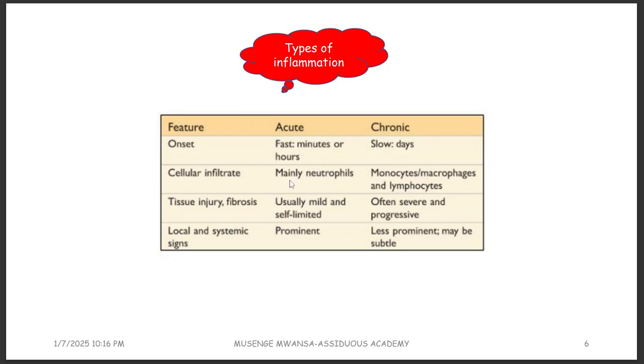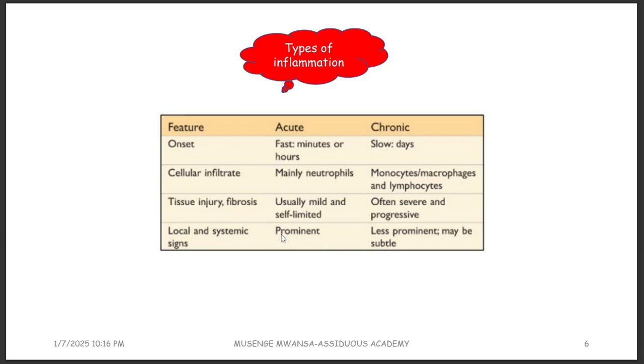And then in acute inflammation, there's going to be tissue injury, but it is self-limiting. The tissue injury is not very bad. While in chronic inflammation, tissue injury is going to be very severe and it will be progressive, it will go on. How about the local and systemic signs?